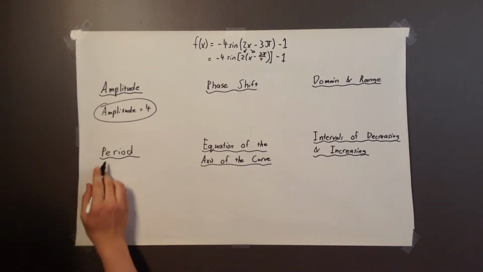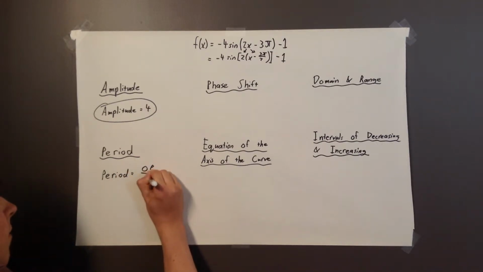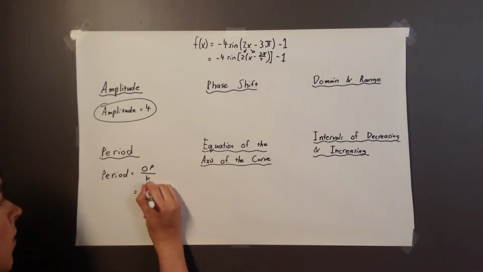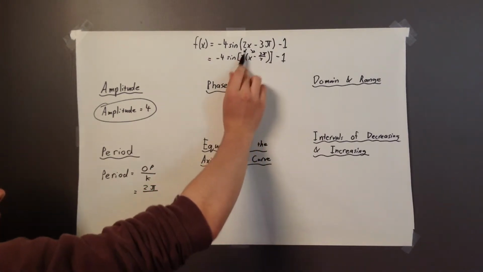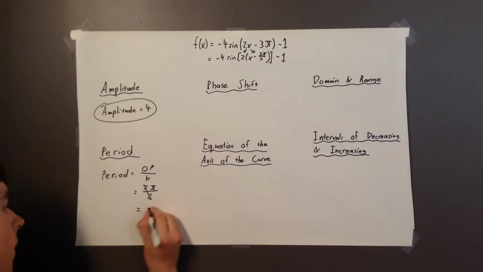To find the period, we can use the equation period equals original period, or OP, over k. As this is a sine function, the original period would be 2 pi, and if we look at the function equation, we can see that the k value is 2. This means the period is pi.